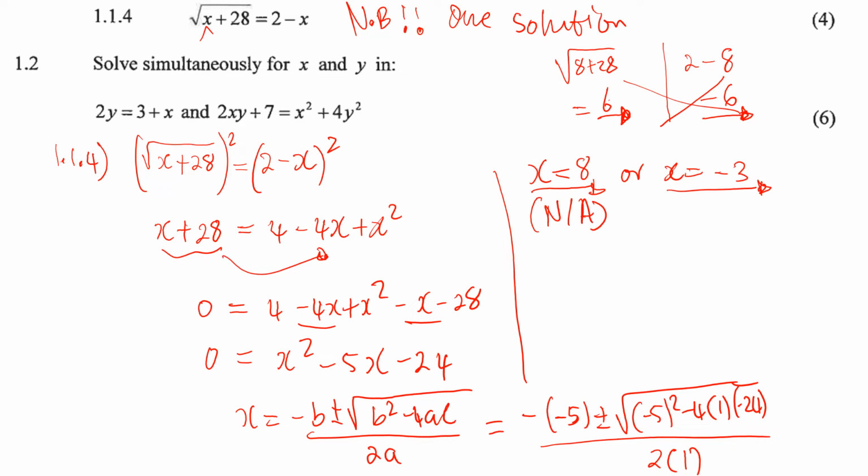Let's go and substitute minus 3. So when we substitute minus 3, it's going to be root of 25, which is 5. Then on this side is going to be 2 minus minus 3, then 2 plus 3 is going to be 5. So basically the left hand side is the same as the right hand side. So when x equals minus 3, that's the correct answer. So that's basically how you do that.